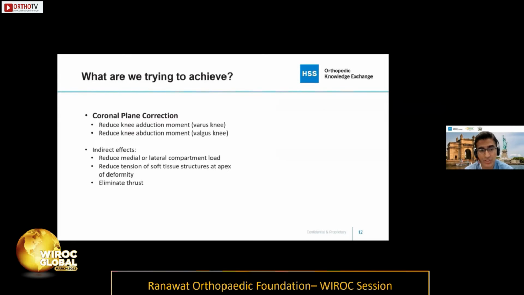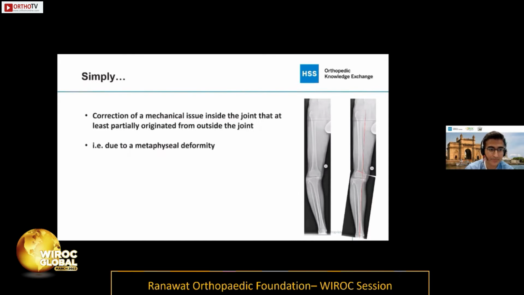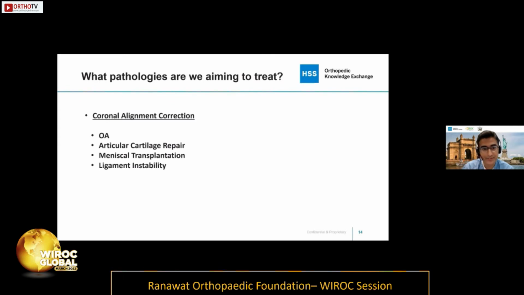So what are we trying to achieve with the DFO? Coronal plane correction, either to reduce the knee adduction moment for a varus knee or the abduction moment for the valgus knee. And the indirect effects would therefore be to reduce medial or lateral compartment load, reduce tension on the soft tissue structures at the apex of the deformity, and eliminate thrust. So quite simply, I like to think of it as a correction of a mechanical issue inside the joint that at least partially originated from outside the joint, i.e. due to a metaphyseal deformity in the affected bone. And that's really what we're trying to treat.